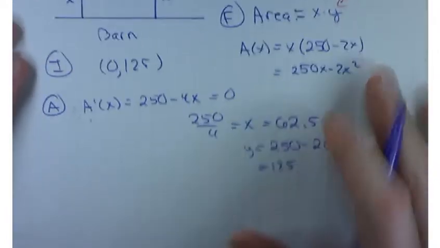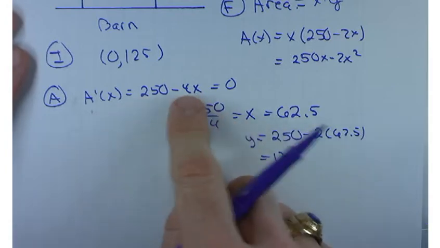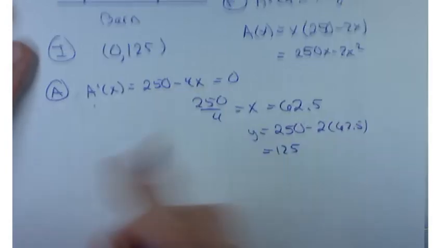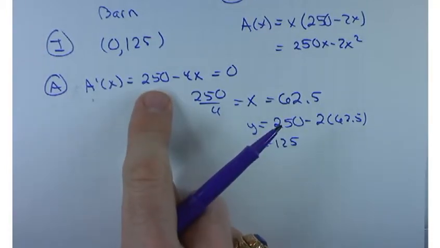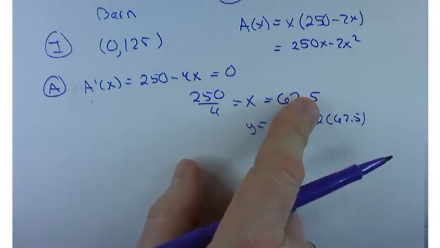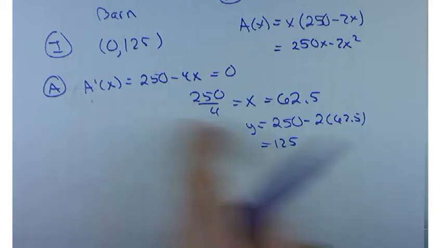Yeah, so we can verify that this is actually a maximum point, that is the maximum area, by looking at the first derivative test. So you can look at the sign as you pass from to the left of 62.5 to the right of 62.5. And if it's a maximum, it should go positive and then negative.